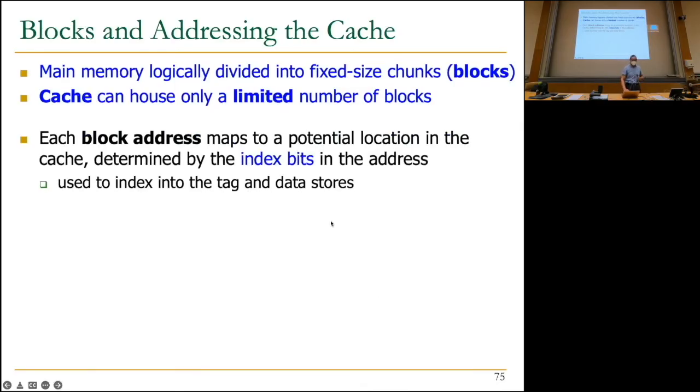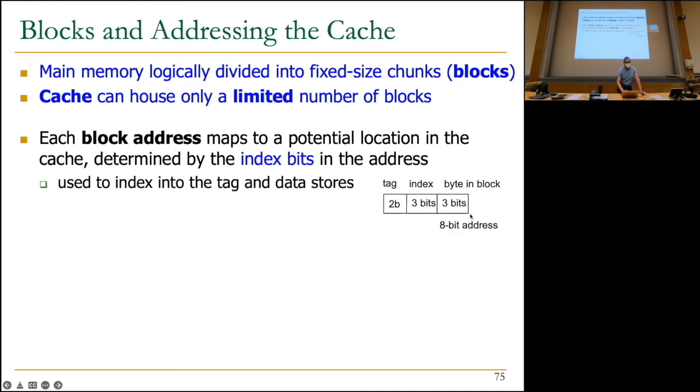And essentially, you take the block address and map it to a potential location in the cache. And the mapping function is really a function of the index bits in the address. So you take some bits, and those form your index, and that index is used to index the tag and data stores. Okay, so this is one function.